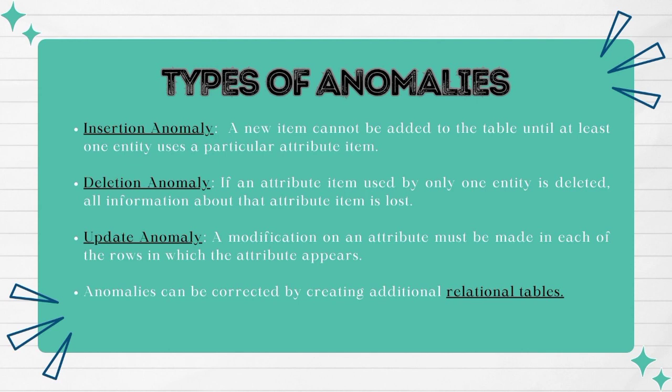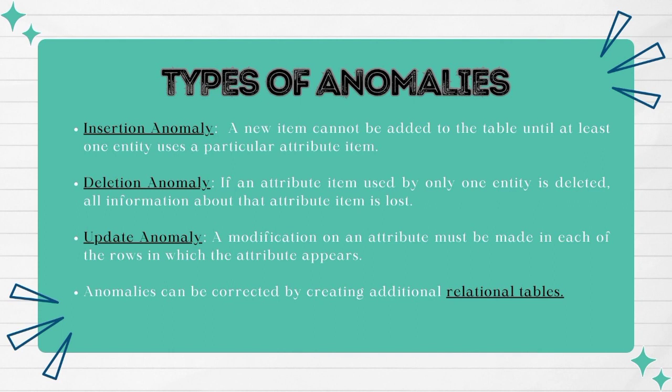When we say insertion anomaly, it is a new item that cannot be added to the table until at least one entity uses a particular attribute item. To demonstrate the effect of the insertion anomaly, assume that a new vendor has entered the marketplace, and the organization does not yet purchase from the vendor but may wish to do so in the future. In the meantime, the organization wants to add the vendor to the database. Because the vendor does not supply the organization with any inventory items, the supplier data cannot be added to the table.